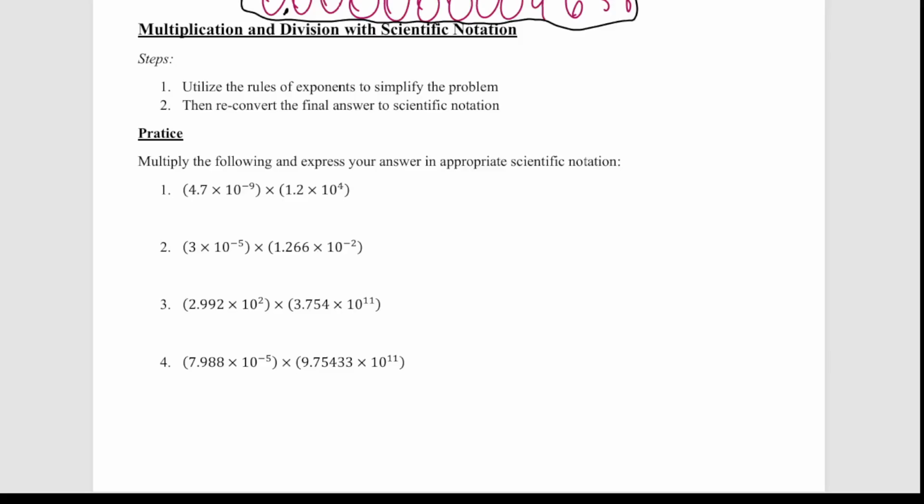Now that we've oriented ourselves on what scientific notation is and how to convert to it and convert from it, let's talk a little bit about operations with scientific notation, in particular multiplication and division. In short, you're going to want to utilize your exponent rules to deal with the tens to an exponent. You're going to want to normally multiply or divide the actual decimals.